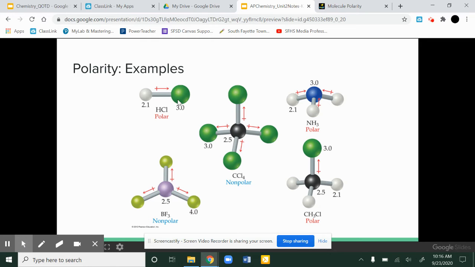Linear molecules with different electronegativities, polar. Trigonal planar geometry with identical electronegativities, nonpolar, because each one of those atoms is pulling equally at the 120-degree bond angle. Tetrahedral geometry, same atom, nonpolar, because all of those atoms are pulling equally in opposite directions, and there's no net dipole on one side of the molecule. However, a trigonal pyramidal geometry does have polarity, especially if there's a difference in the electronegativity of those atoms, because all of those atoms are pulling their electron density towards the top of the molecule.